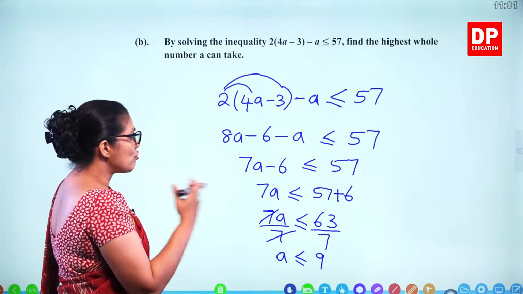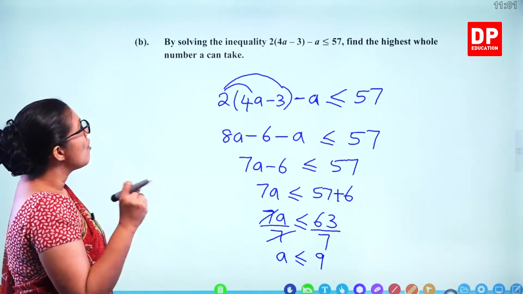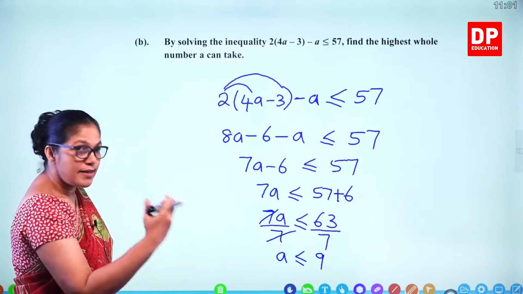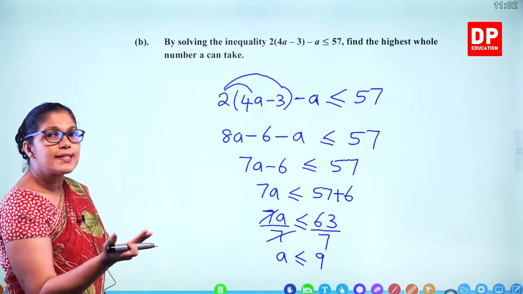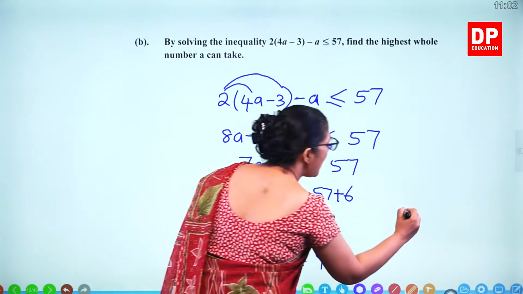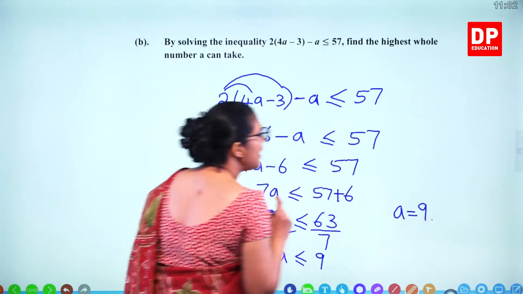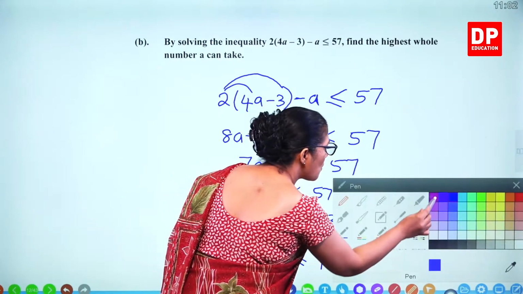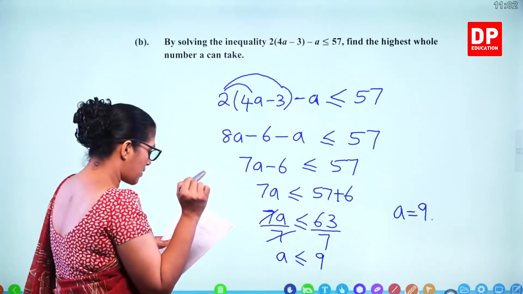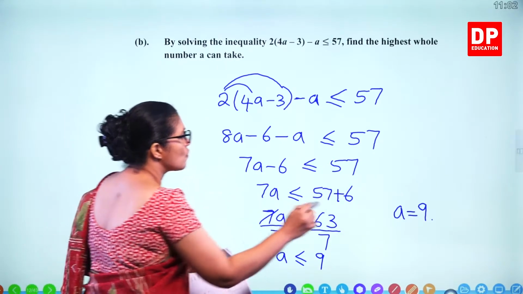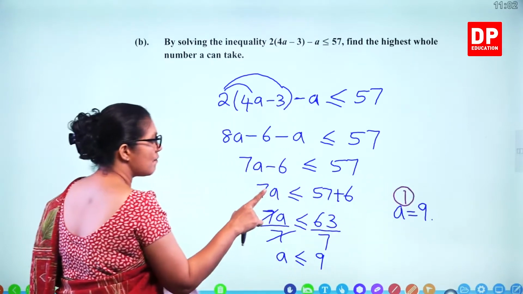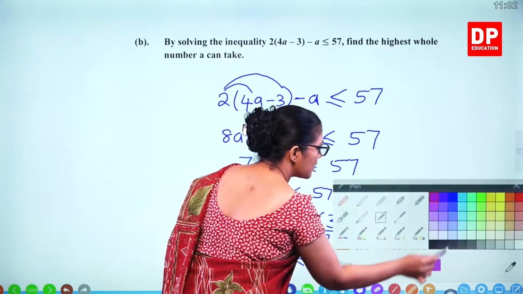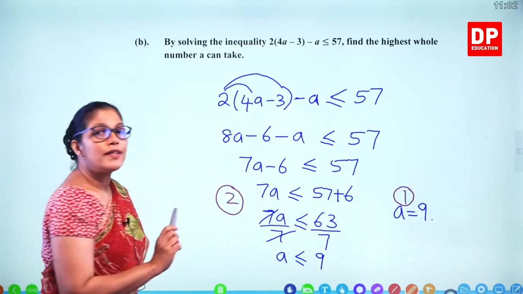So less than or equal to 9 means 9 is included. Find the highest whole number a can take. 9 or below. So what's the highest number? A equals 9. A equals 9 is the highest number. So how many marks for this one? You get 3 marks. So 1 mark for finding a, and 2 marks for solving the inequality. So altogether 10 marks for that question too.